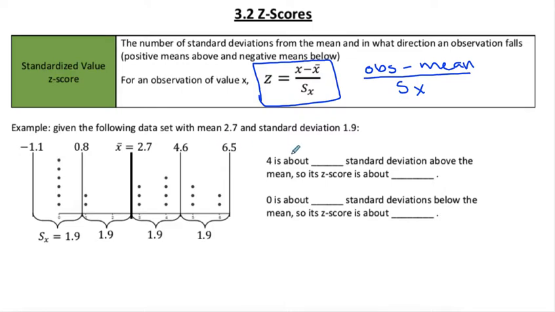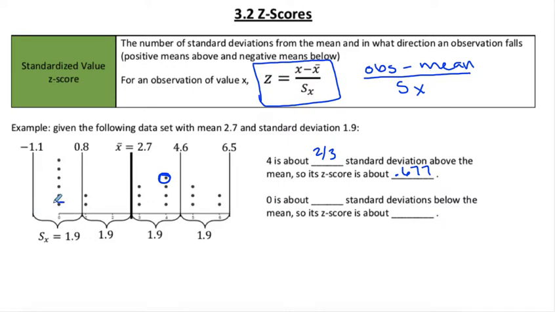If we look at the observation 4, maybe this observation here, we could say that it's about maybe 2/3 standard deviations above the mean. It's not all the way one standard deviation; that would be 4.5. So maybe 2/3 standard deviation above the mean. We would have a z-score that's positive because it's above, and maybe we would say it's about 0.67.